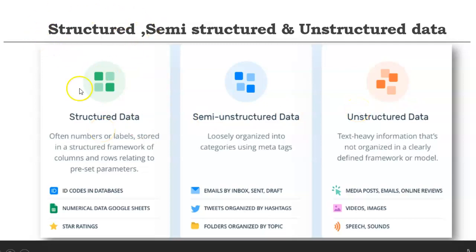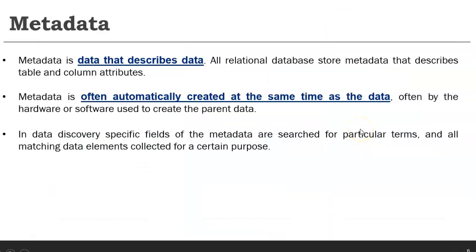For structured data, we have metadata information. For unstructured data, we have content analysis and labels. So what is metadata? It's data about data, that describes the properties of the data. It is a very formal way of collecting data. All relational databases store metadata that describes table and column attributes. Even when you click a photo in your phone, all this information gets auto attached. So metadata is often automatically created at the same time the data is being created. At the time of creation, software or hardware automatically creates this data.